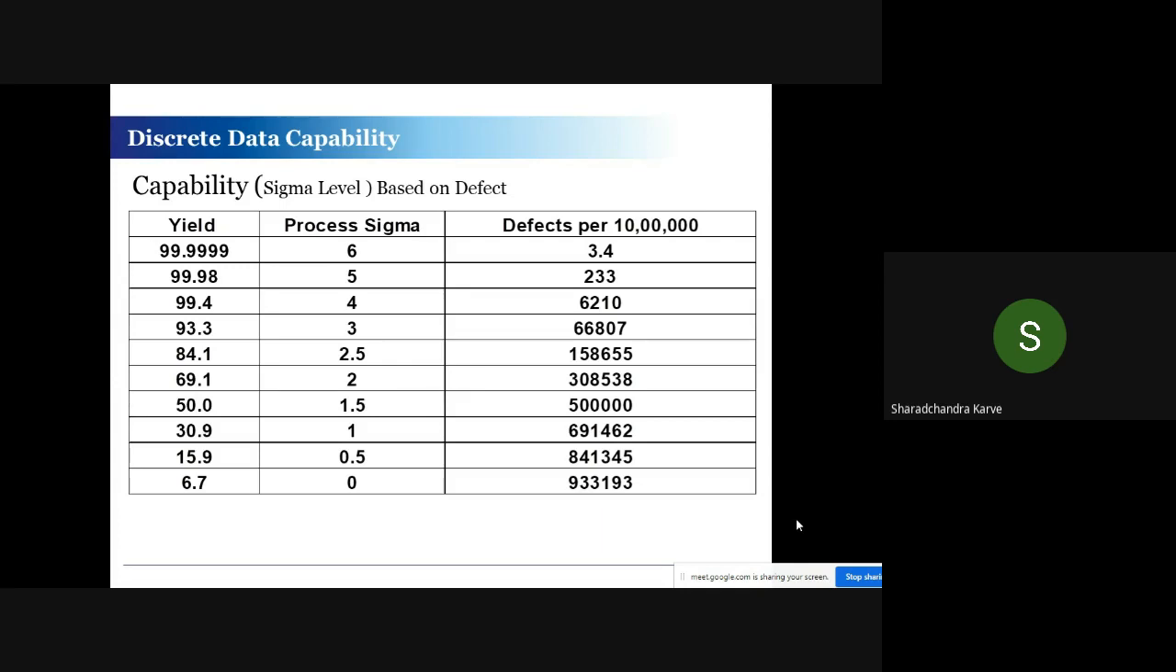Achieving a 6 sigma level is very difficult, and it is done by the dabbawalas in Mumbai. Probably they have a defect level of less than 3.4 in a week when they deliver 10 lakh dabbas. Now, to have this level of capability of the process, if you look at the background of the dabbawalas, next slide, please.